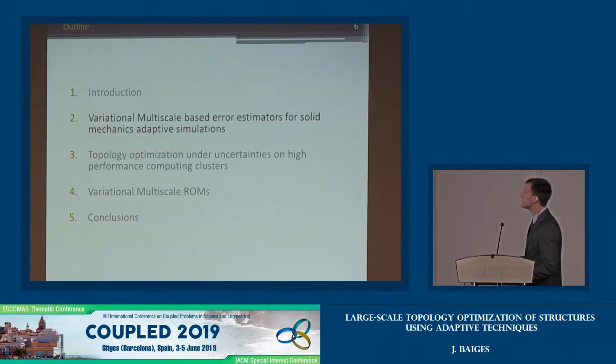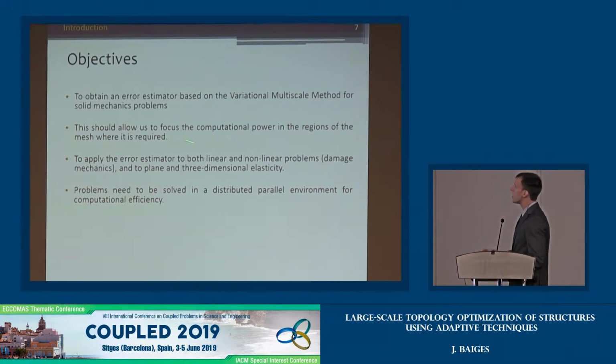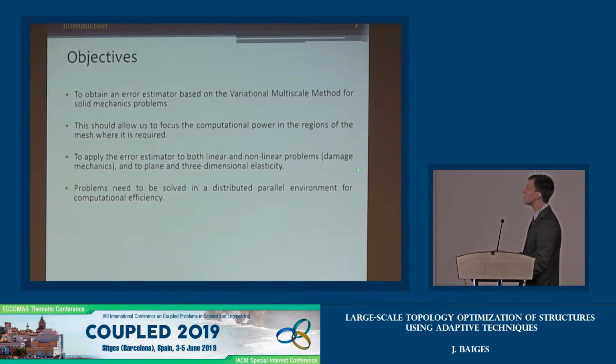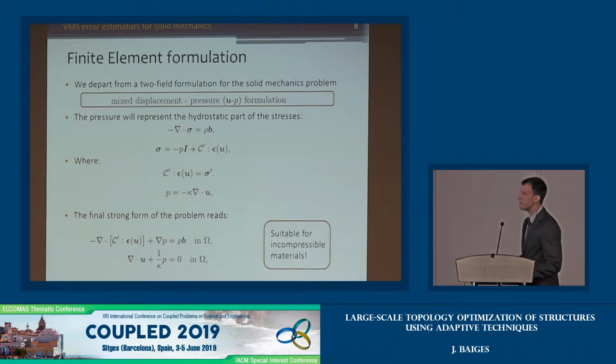So let me start with this variational multiscale-based error estimator. The objective in this case is to obtain an error estimator which is based on the variational multiscale method and which allows us to solve solid mechanics problems. And of course, it should allow us to focus the computational power in the area where it is required. We want to apply this error estimator to both linear and nonlinear problems. So we are going to also deal with damage mechanics and with 2D and 3D settings. And of course, this error estimator needs to be suitable to be used in a distributed parallel environment. So let me start with the finite element formulation.